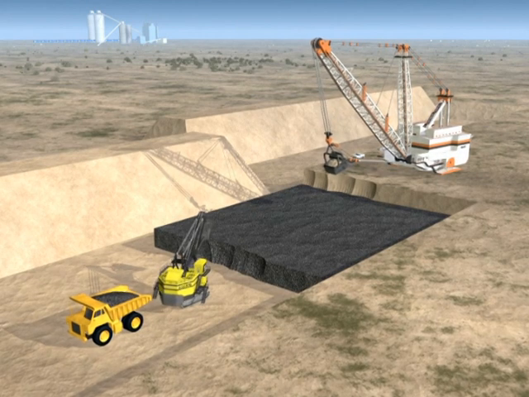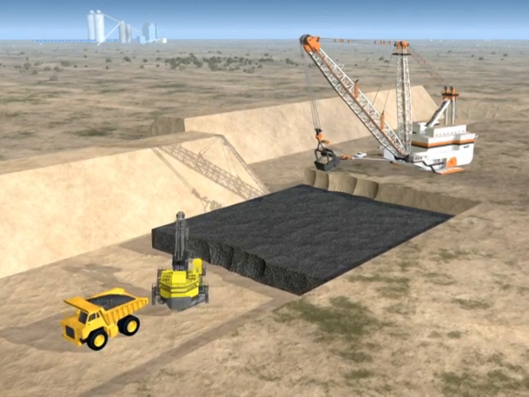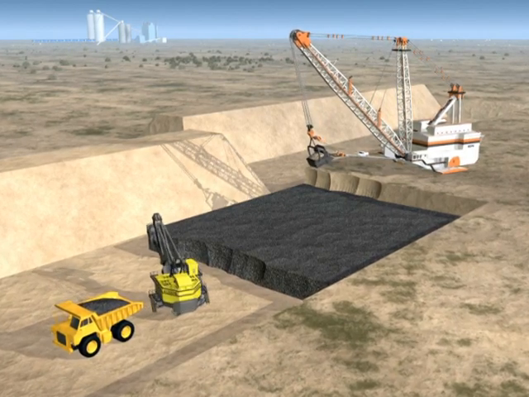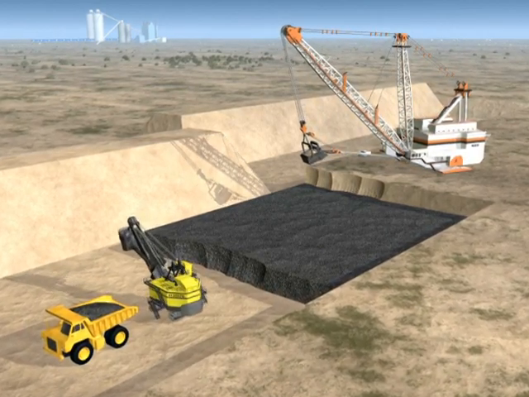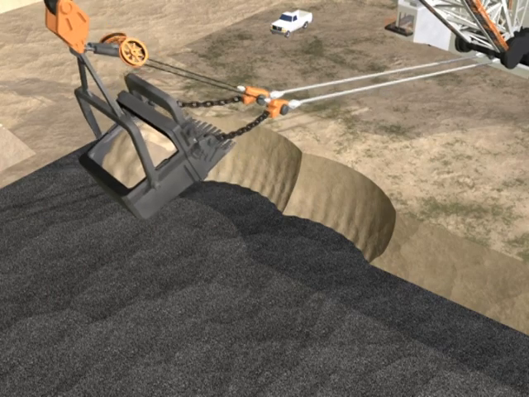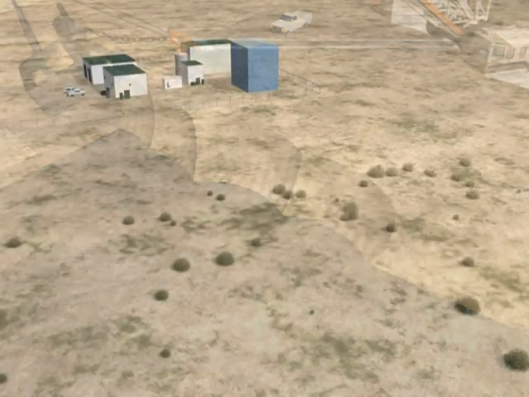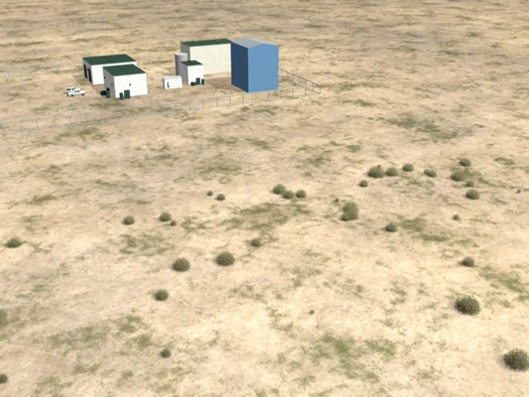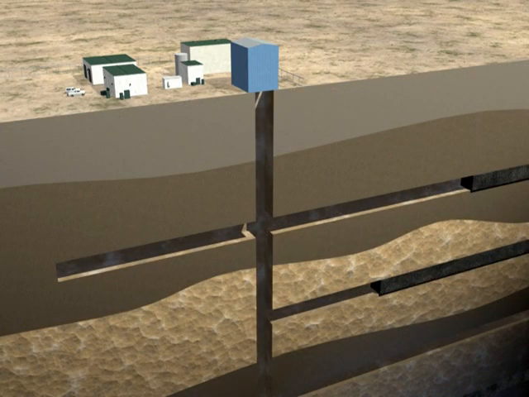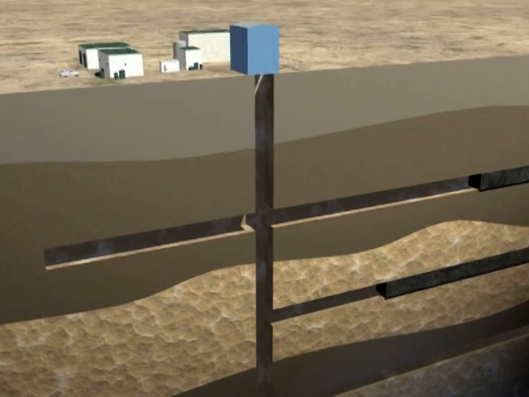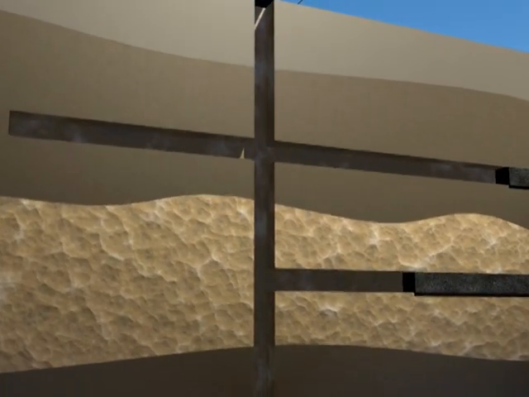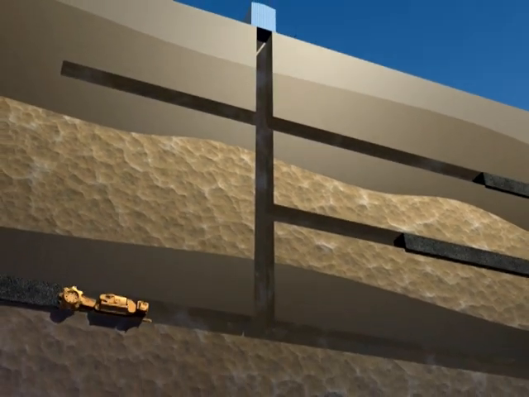There are two common ways to mine coal from the ground. The first method is used when coal lies close to the surface. With surface mining, topsoil and layers of rock are removed to expose the coal. The second method is underground mining, sometimes called deep mining. This method is used when coal is located several hundred feet below the Earth's surface.